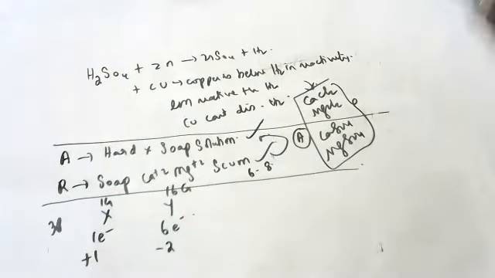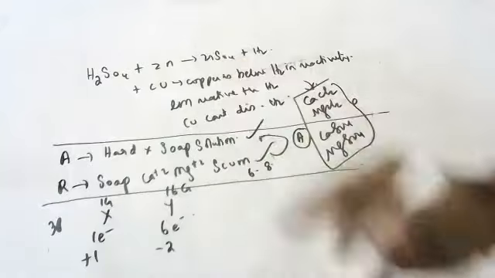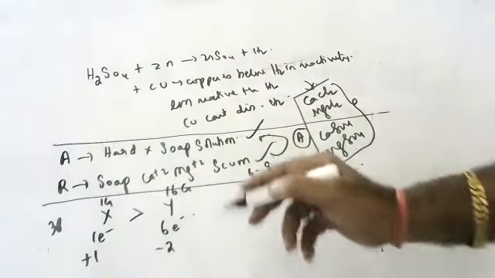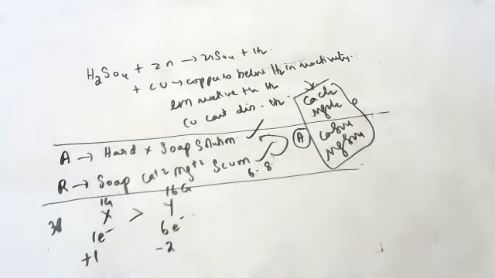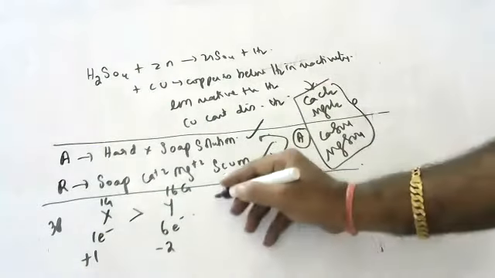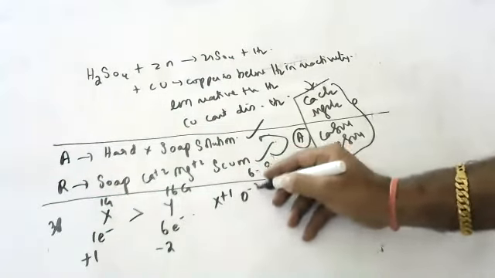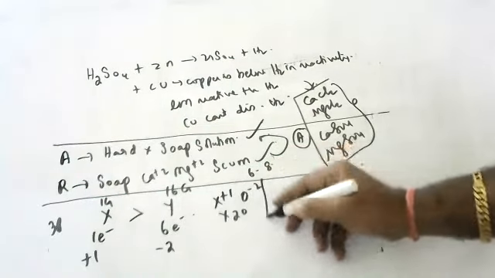Next, size of their atoms among X and Y, which is bigger? X, because in a period atomic size decreases. Formula of their oxides: X is +1, O is -2, so X2O is the formula.